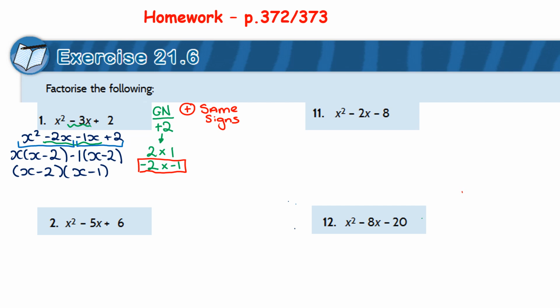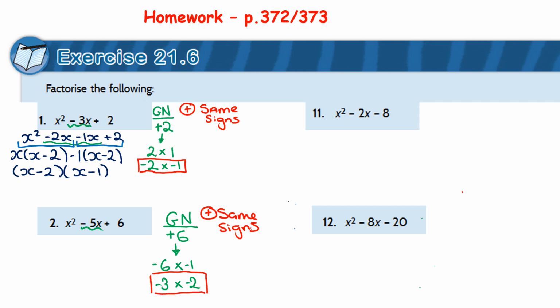So then we're going to do question 2. So x squared minus 5x plus 6. The guide number is plus 6. Again, plus means same signs. And I want to get a minus 5x. So the minus means that I'm going to be talking about 6 times 1 and 3 times 2, but they're both going to have to be negative. So therefore the one I'm looking at is minus 3 times minus 2. That is x squared minus 3x minus 2x plus 6. Just double check. Is that correct? Minus 3x minus 2x. Yeah, minus 5x. And then we're going to do our grouping.